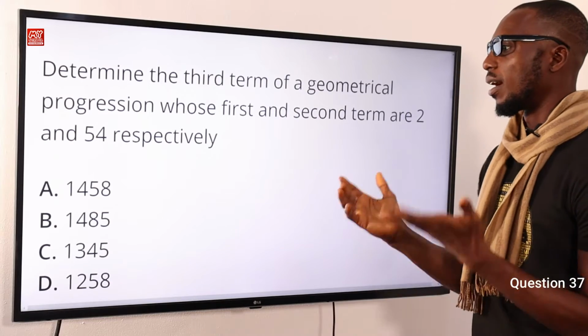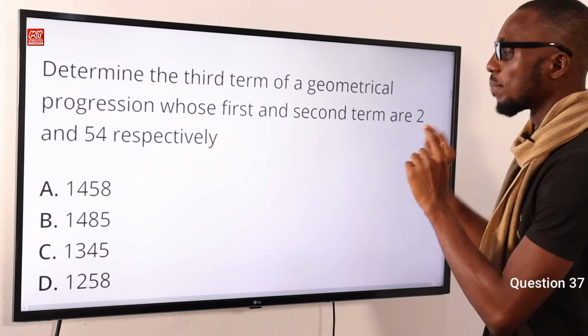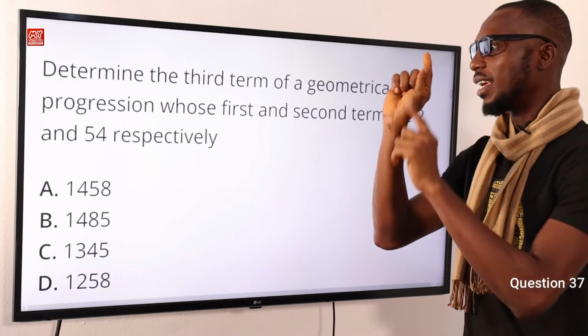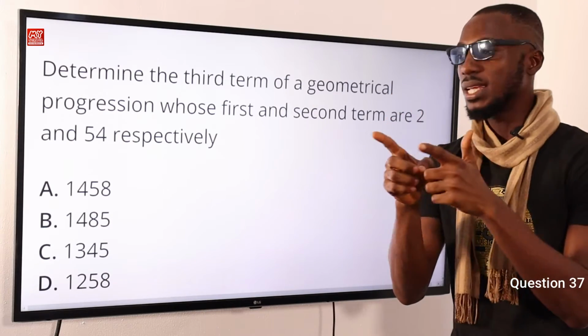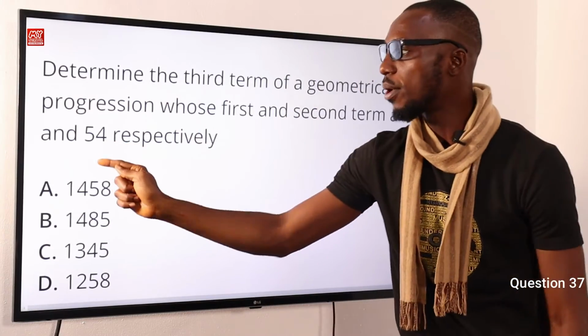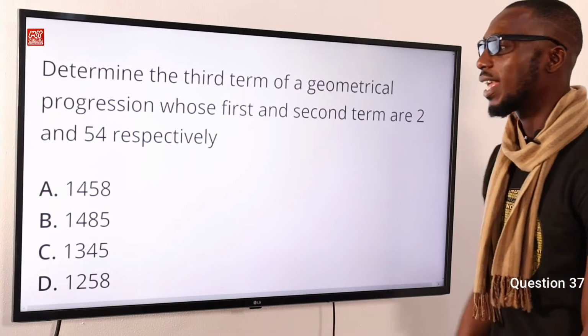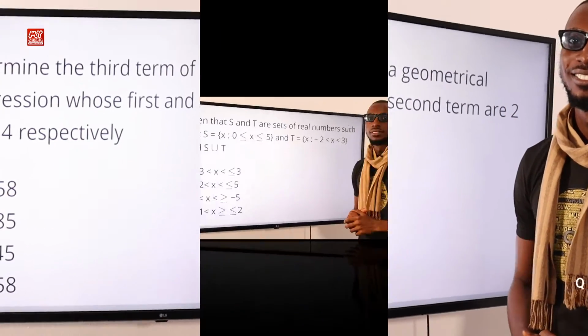You can see that to get the next term of this progression, you just multiply the term you are seeing by 27. So 2 times 27 gives me 54, and 54 times 27 gives me 1458. So the correct option here is option A.